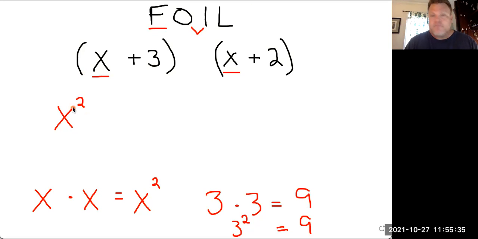How much work was that? None, really. Next is Scotch tape time. The outside ones are going to get multiplied.